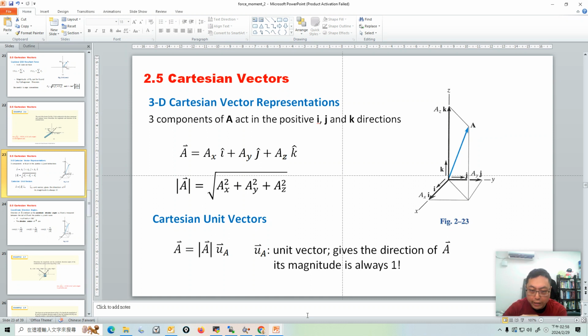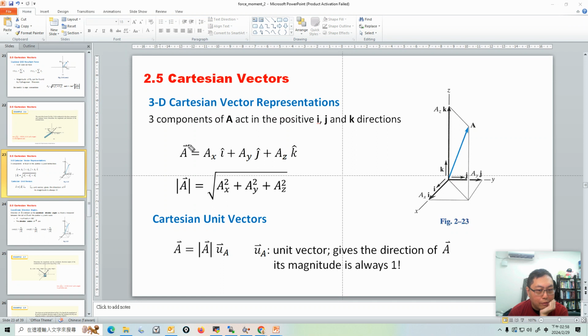Because in the 2D system we only have two components, Ax and Ay. But now in the 3D case, we have three components, Ax, Ay, and Az. And i, j, k are the unit vectors for the x-axis, y-axis, and z-axis. That's the convention: i for x, j for y, and k for z.